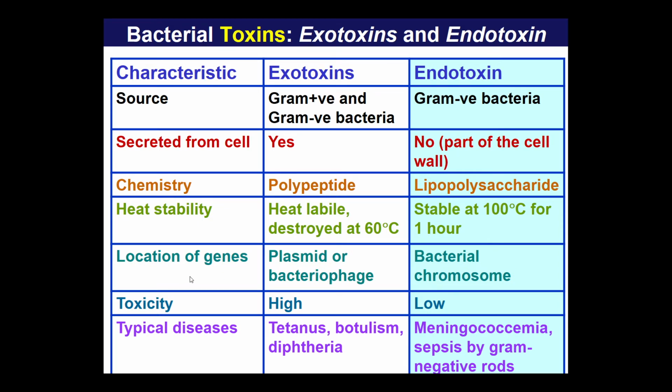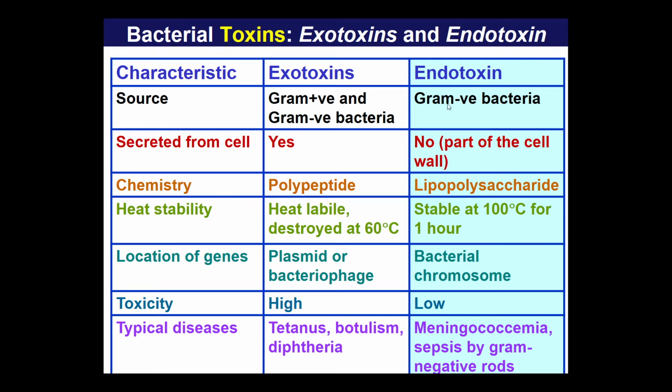The next characteristic: source of toxins. Exotoxins are typical for gram-positive and gram-negative bacteria. Endotoxins are typical for gram-negative bacteria only. Secreted from the cell. Well, this is an important characteristic. Exotoxins are named exo, which means external, because they are easily secreted from the bacterial cell. Can endotoxins be easily secreted? No, they cannot be secreted, because they are an integral part of the cell wall.